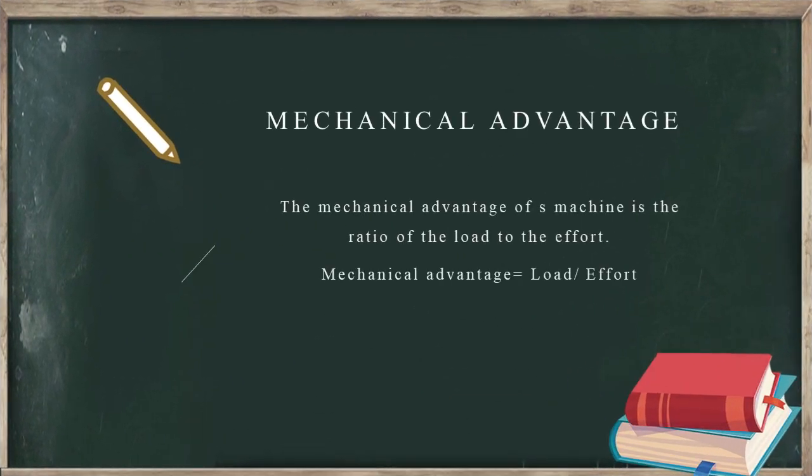Children, let's talk about mechanical advantage now. Mechanical advantage is the ratio of load to effort. It is expressed by the formula load divided by effort. Now mechanical advantage can be equal to 1, less than 1 and greater than 1. How does that occur? If load is greater than the effort, then mechanical advantage will be greater than 1. If in case effort is greater than load, then mechanical advantage will be less than 1. And if in case load and effort are equal, the mechanical advantage is equal to 1.